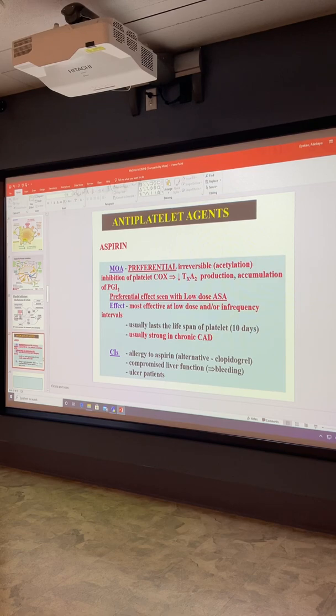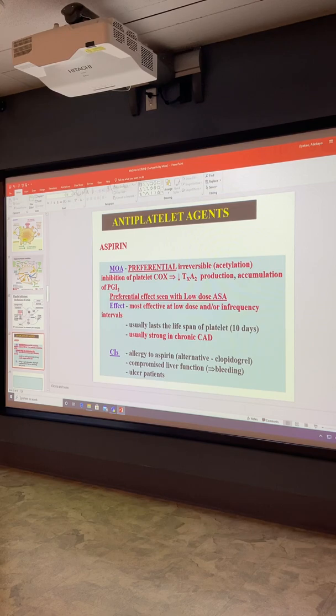What are the contraindications to aspirin? Of course, typically anytime you suspect bleeding, you do not give aspirin. So in ulcer patients, you try to avoid it. In those that have compromised liver function, it could lead to bleeding. And there are those that are allergic to aspirin themselves. When you find a patient that's allergic to aspirin, the alternative you give is clopidogrel.